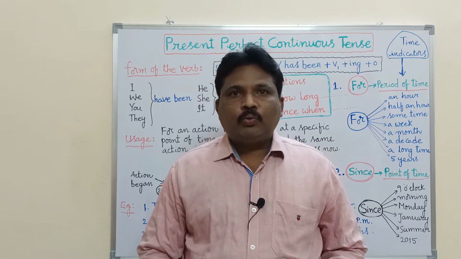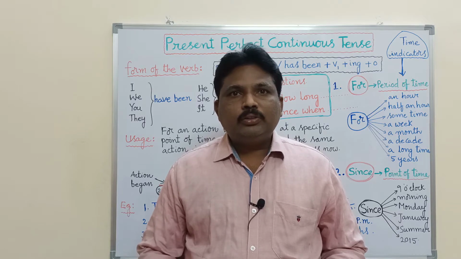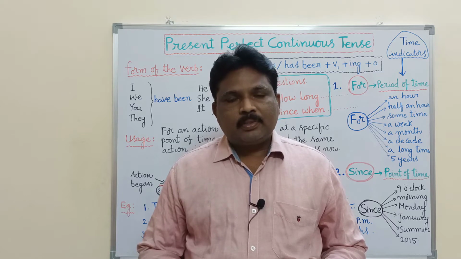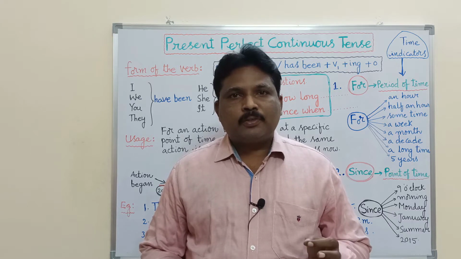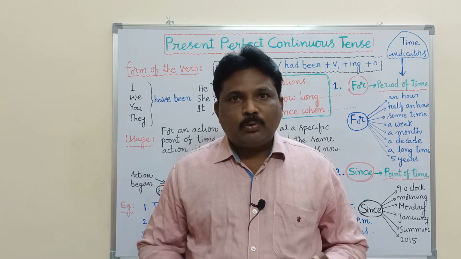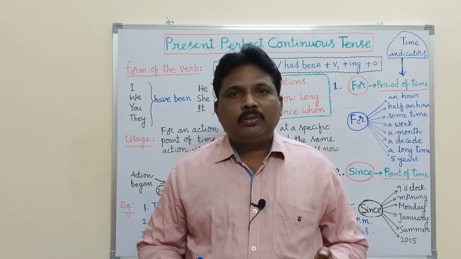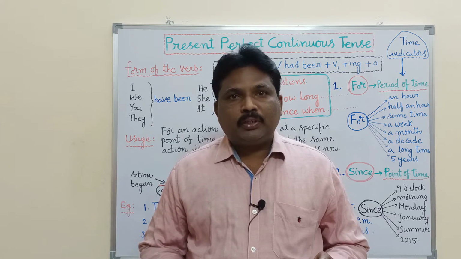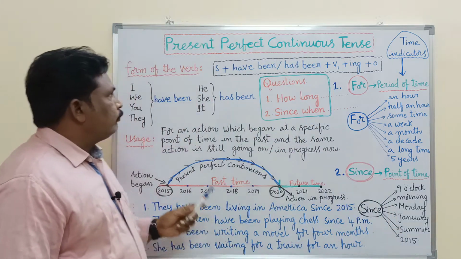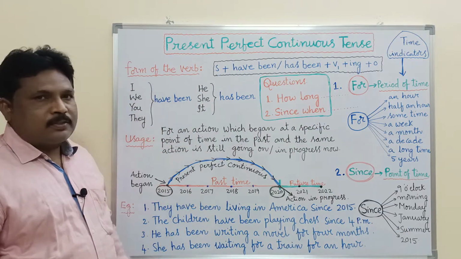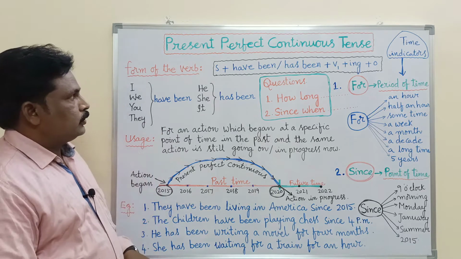So far, we have learned three tenses: simple present tense, present continuous tense, and present perfect tense. Now we are going to learn present perfect continuous tense. Look at the form of the verb of present perfect continuous tense.